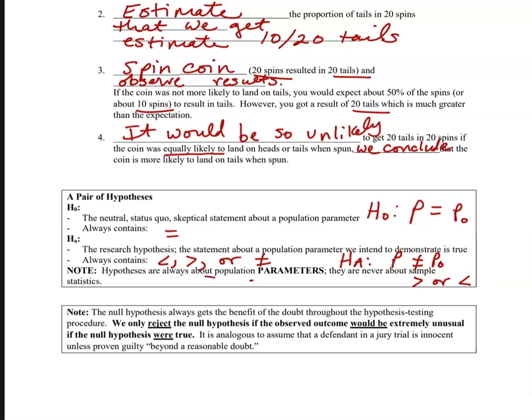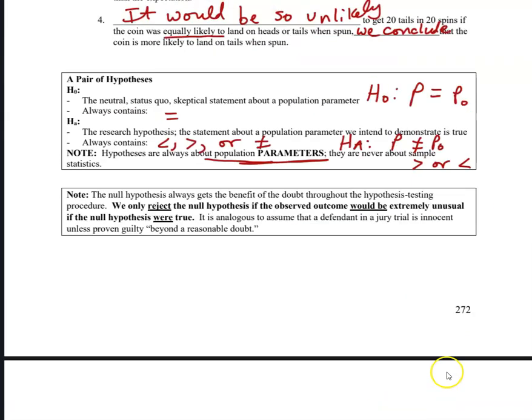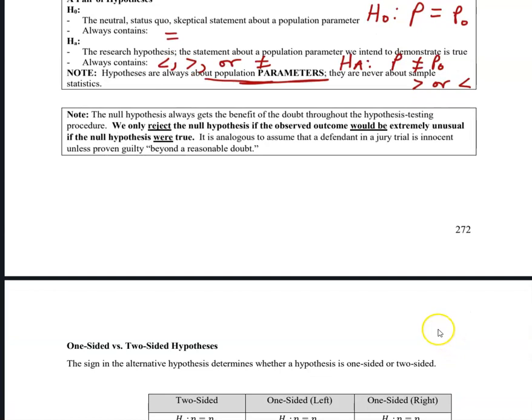Hypotheses are always about the population parameters. That's very important. We would never involve p hat when we write our hypotheses. We always use the population parameter that we want to compare to.